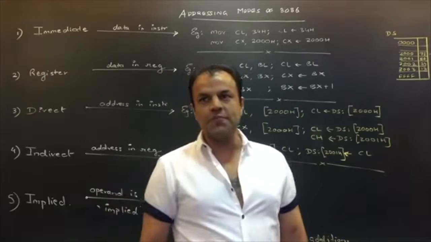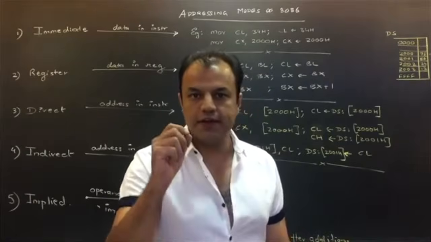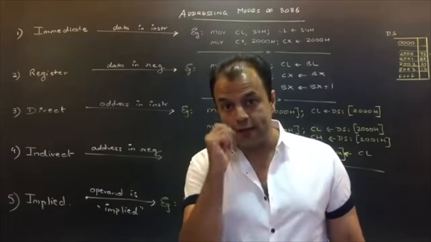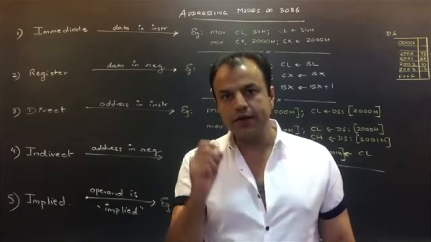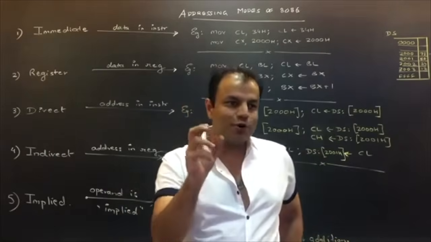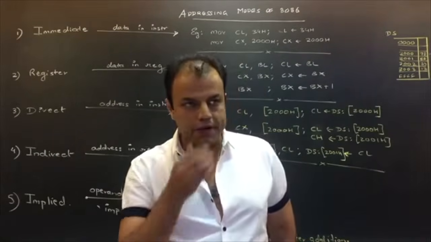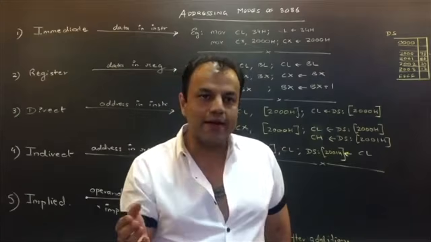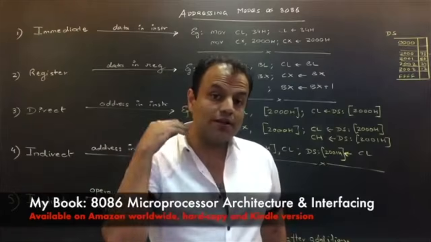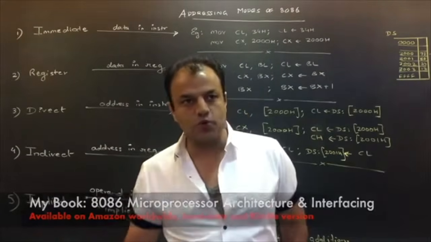What is addressing modes? Addressing modes is the manner in which an operand is given in an instruction. I'll say it again. It is the manner in which an operand is given in an instruction. When you write an instruction, you have an operand. What is an operand? An operand is any value on which you want to operate. So for example, you want to add a number 25. So 25 is your operand. Now how you tell the processor that you want to add 25 is what is addressing modes.